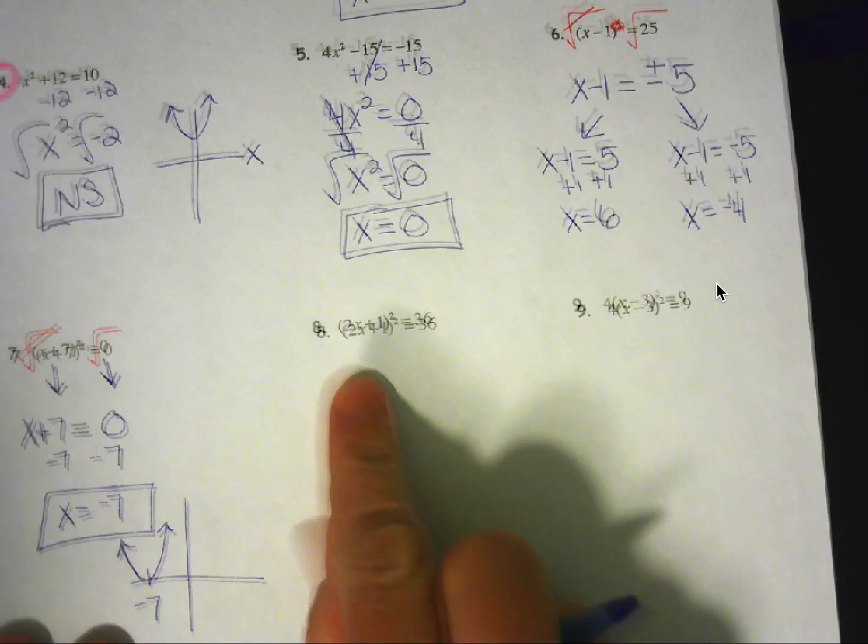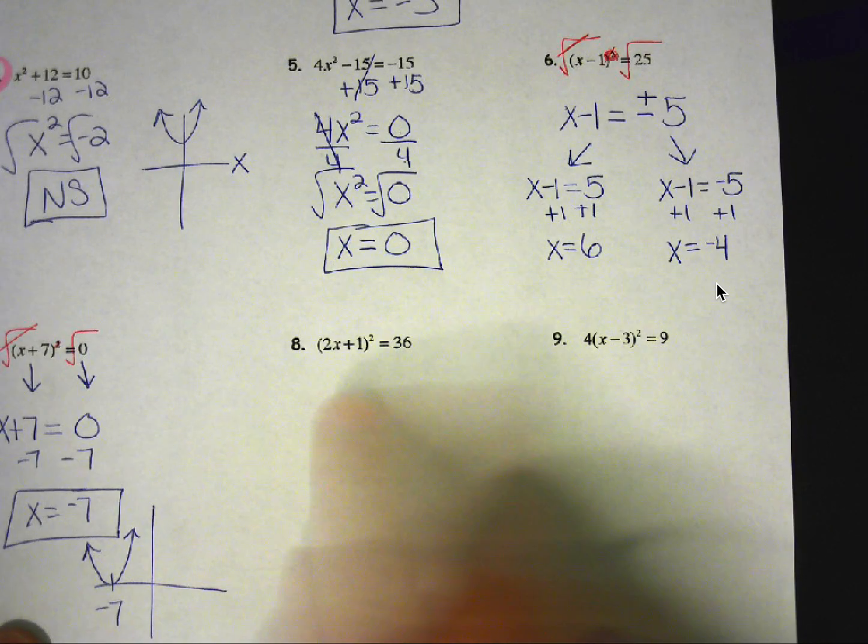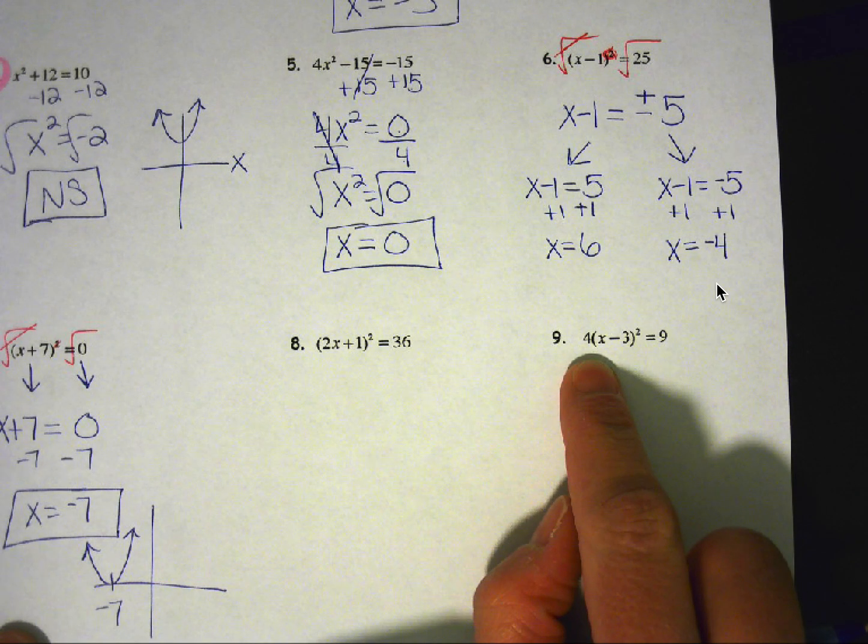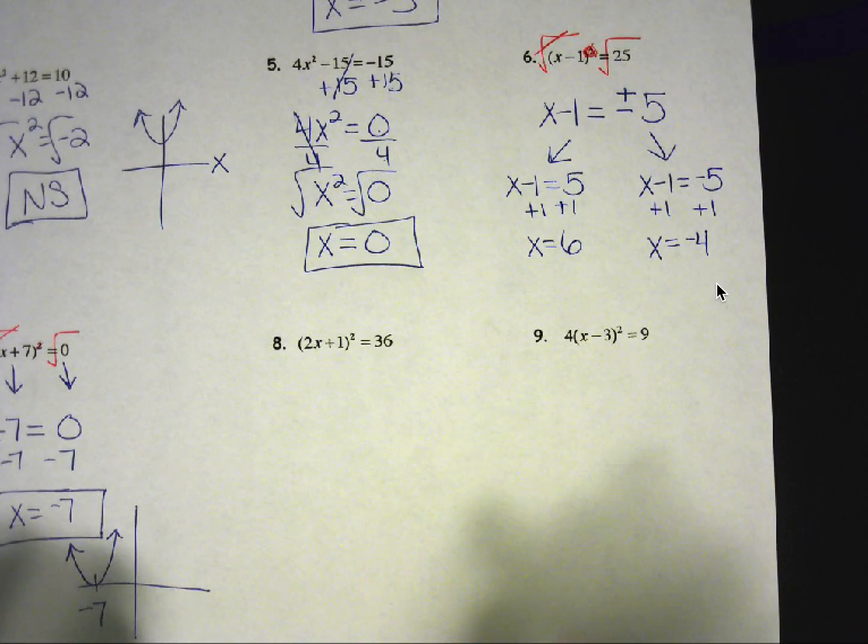So why don't you pause it here and try number 8? Don't do number 9 because there's this 4 floating out front. But why don't you go ahead and pause it here and try number 8?